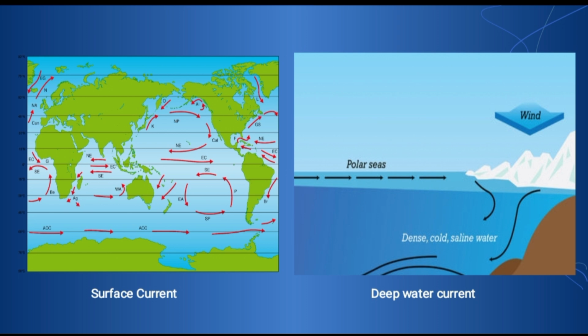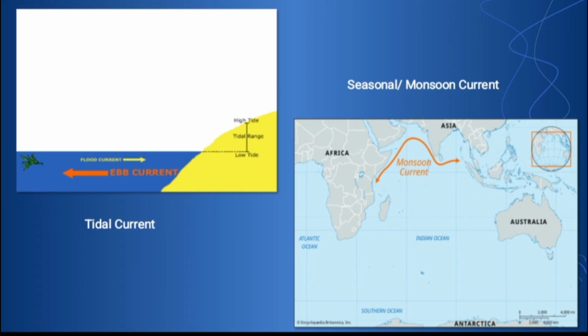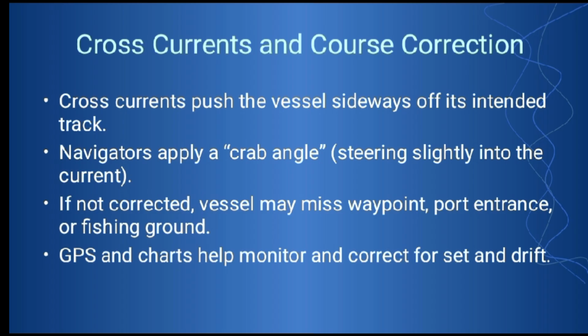So this is the example of the surface current and the deep water current. Next is the tidal current and the seasonal or monsoon current. The cross currents and the course correction. So the cross currents push the vessel sideways off its intended track, and the navigators apply a crab angle or steer slightly into the current. If not corrected, the vessel may miss the waypoint, the port entrance, or the fishing ground, and the GPS and the charts help monitor and correct for set and drift.